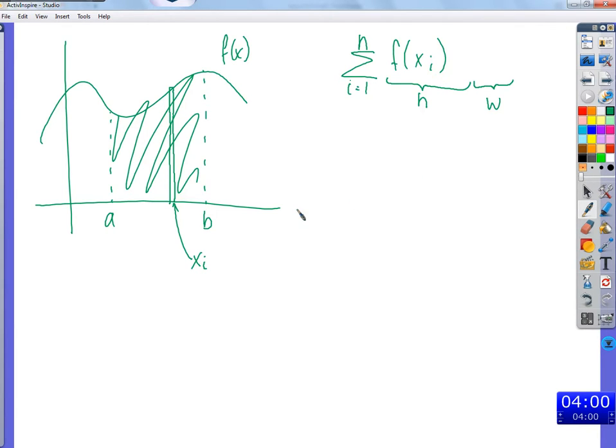What's the width of this rectangle going to be? For all the rectangles, how could you calculate it for 10 rectangles? Divide the difference from A to B by 10. So how do you find the distance from A to B? B minus A, because we're going to take the right side minus the left side. B minus A divided by N, right? 10 or 12 or whatever, whatever the number of rectangles is.